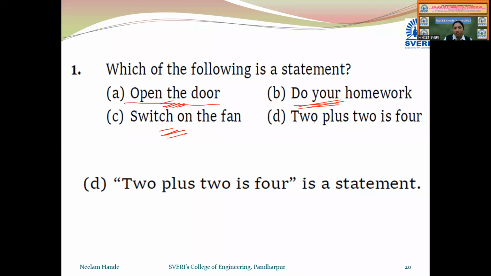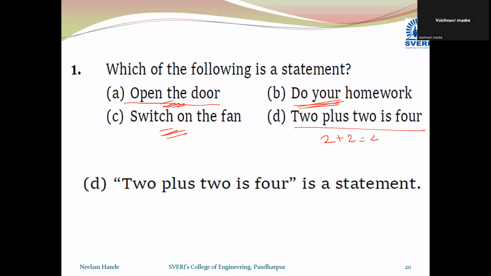But 2 plus 2 is 4 is a statement. So all the others are not statements, but this is a statement. Very good. Do you understand this? Yes, ma'am. There should not be orders, exclamatory sentences; simple sentences which are either true or false are called statements.